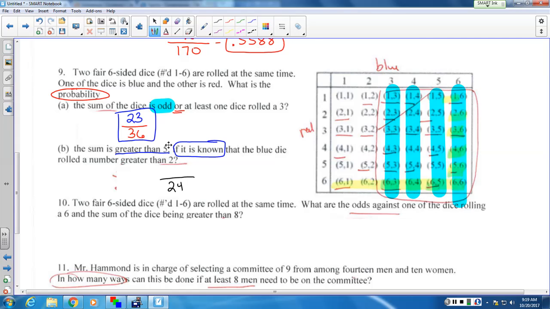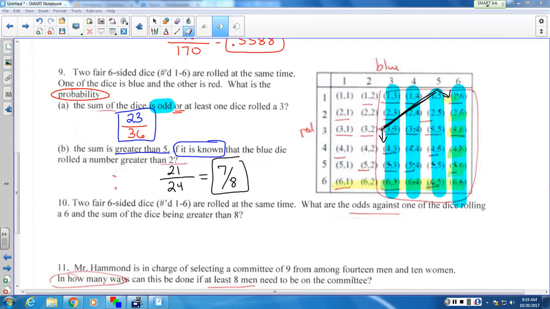Now we'll ask our question. Out of those 24, what's the probability the sum is greater than 5? So you can draw a line right here, and everything in this direction has a sum greater than 5. So if you add them up, 1, 2, 3, 4, 5, 6, 7, 8, 9, 10, 11, 12, 13, 14, 15, 16, 17, 18, 19, 20, 21 out of 24. We can take a 3 out of both of those. So that probability would be 7/8.